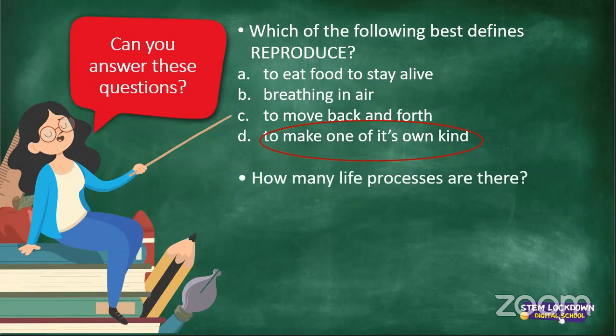Our last question, I think, is how many life processes are there? Are there 3? Are there 4? Are there 7? Or are there 9?